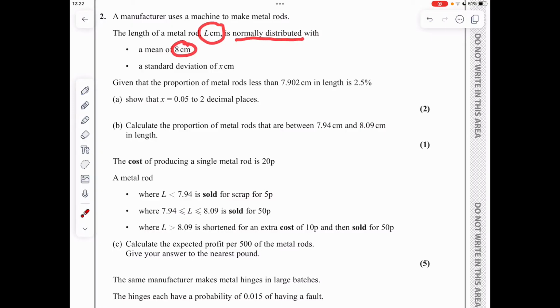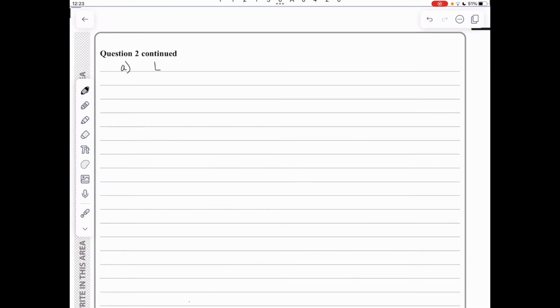In question 2, we've got capital L centimeters being the length of a metal rod, following a normal distribution with a mean of 8 and a standard deviation of x centimeters. We know that the probability of being less than 7.902 centimeters in length is 2.5%, and we need to show that x is 0.05. So I will start by stating that L follows a normal distribution with a mean of 8 and a variance of x squared. We have been given that the probability of L being less than 7.902 is equal to 0.025, and because one of the parameters, the standard deviation, is unknown, I will have to use standardization.